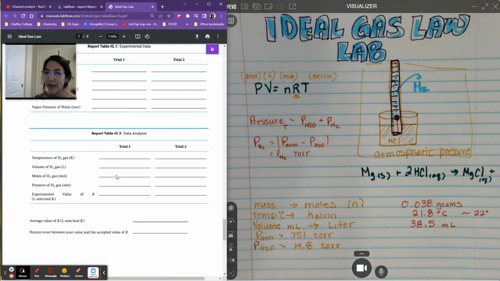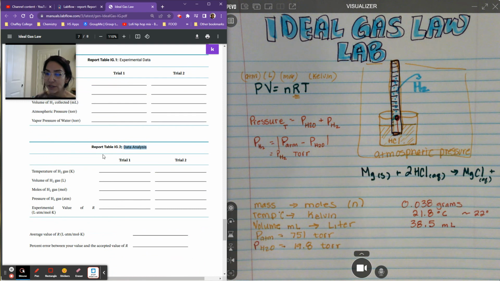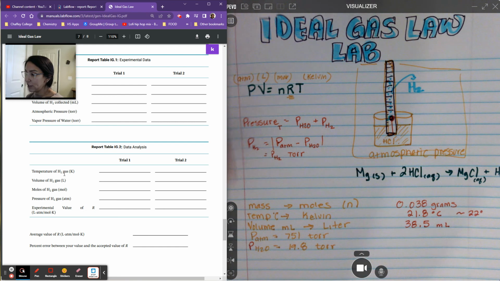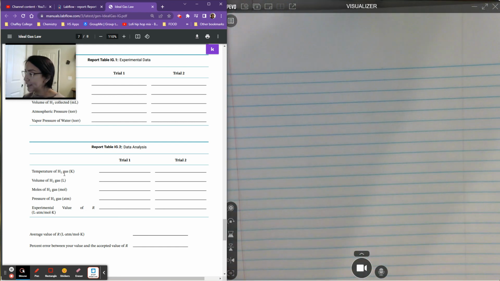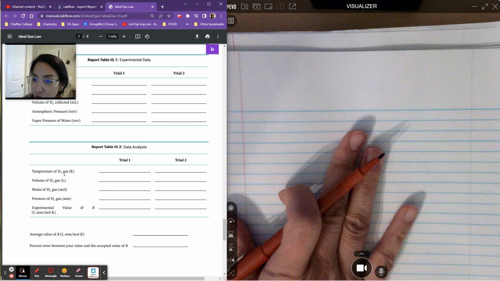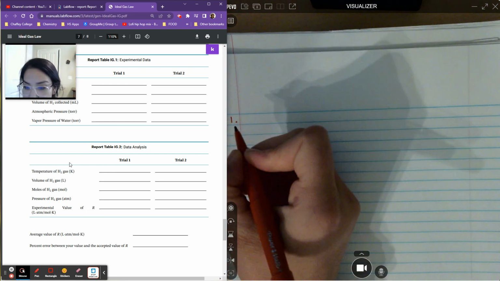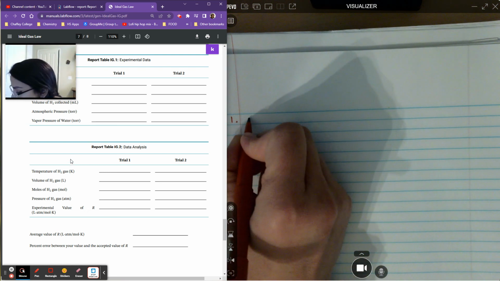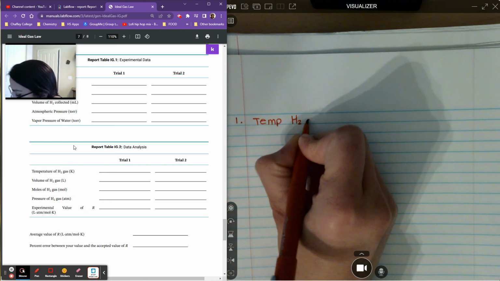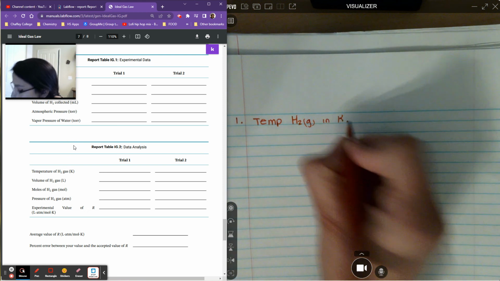Now we can go ahead and do some data analysis. So we're going to do some data analysis. The first part is the temperature of H2 gas in Kelvin. So this is all my data. I'm going to get a new sheet of paper and put my data aside so I can look at it, and we're going to start solving some problems. Actually, I need this right in front of me. The first part wants the temperature of our hydrogen gas in Kelvin.